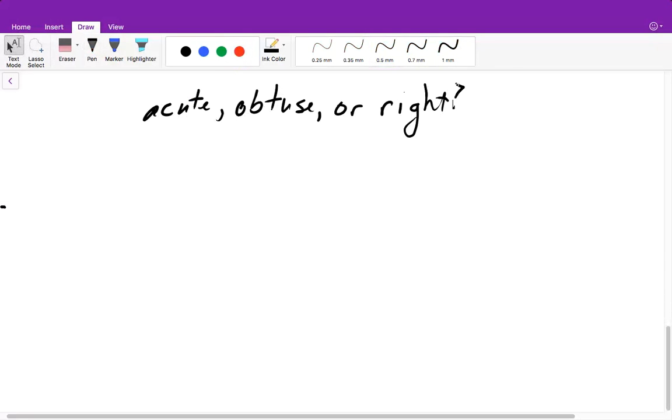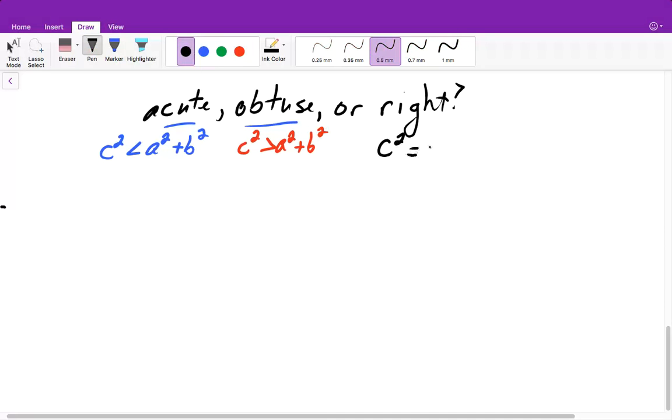All right, the next section says, state if the triangle is acute, obtuse, or right. So it's very similar to what we just did in that last question, but now if it's not equal, we wouldn't just say, no, it's not right. We will say, if it's not equal, is it obtuse or is it acute? And remember, acute, our hypotenuse squared is going to be less than our a squared plus our b squared. And an obtuse, our hypotenuse squared will be greater than our a squared plus our b squared. And if it's right, as we've already done before, our c squared is equal to our a squared plus our b squared.